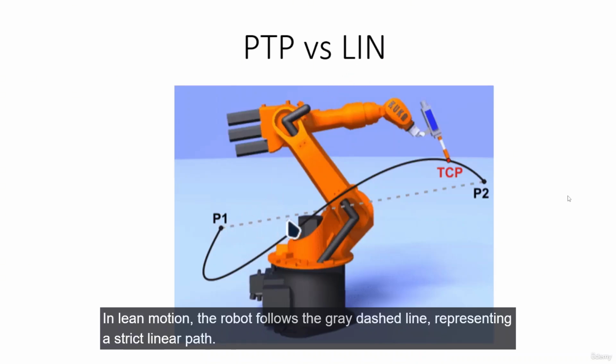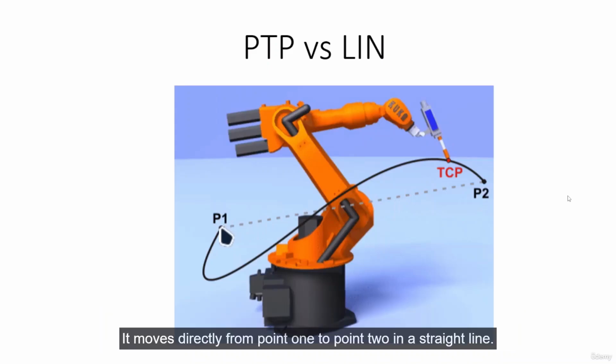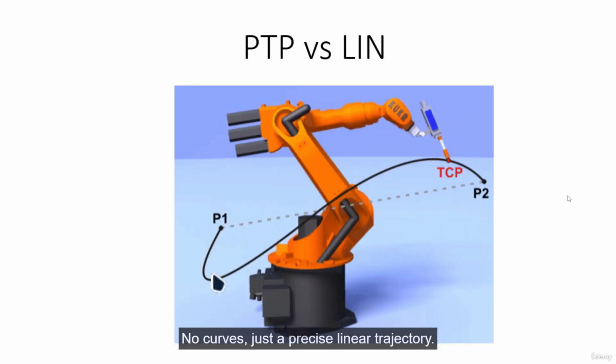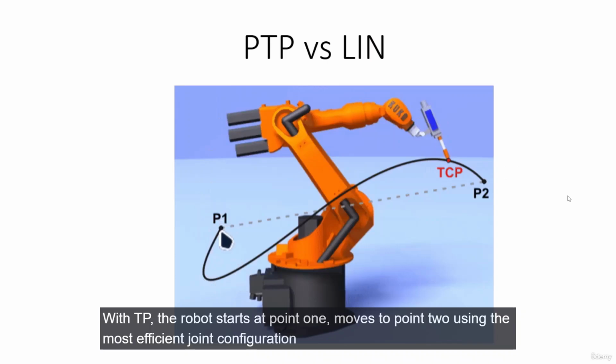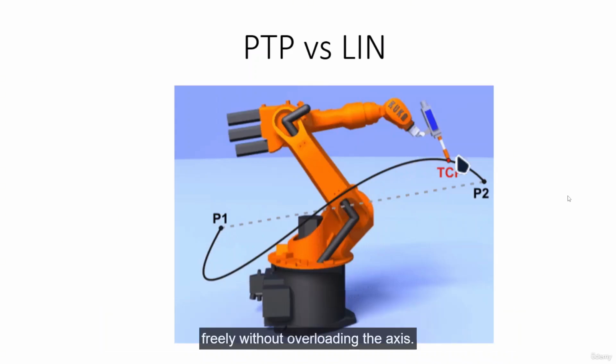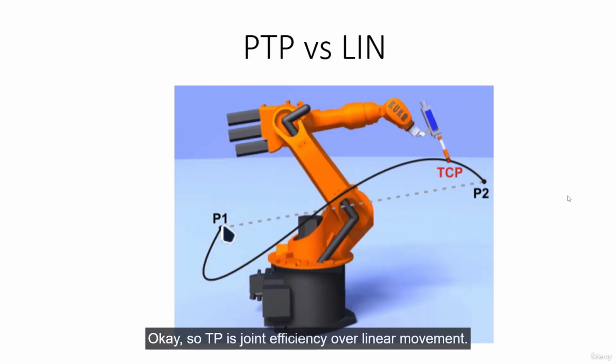In linear motion, the robot follows the gray dashed line, representing a strict linear path. It moves directly from point 1 to point 2 in a straight line, no curves, just a precise linear trajectory. With PTP, the robot starts at point 1, moves to point 2 using the most efficient joint configuration freely without overloading the axes. It's faster, but it runs an unknown trajectory. So PTP is joint efficiency over linear movement.